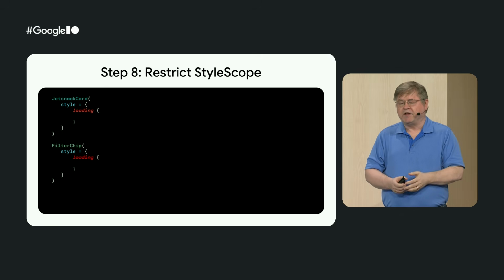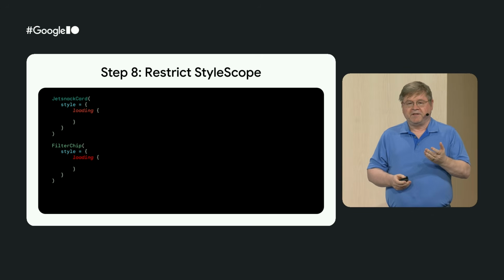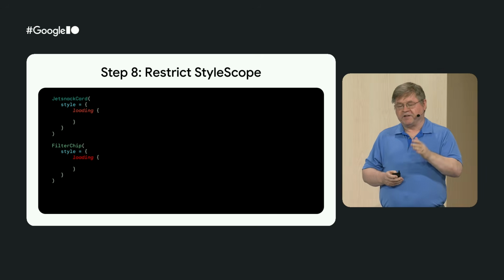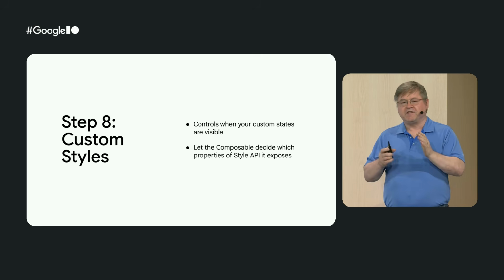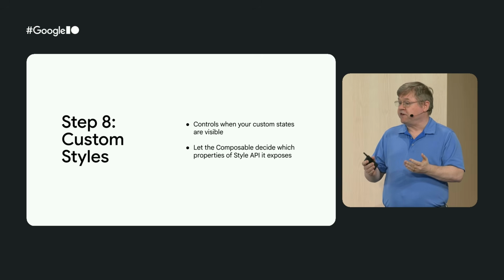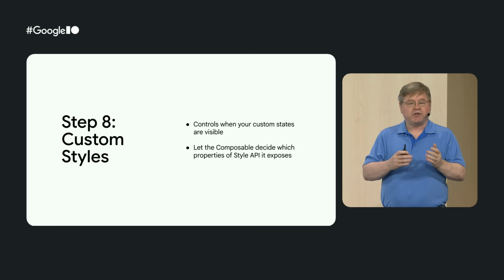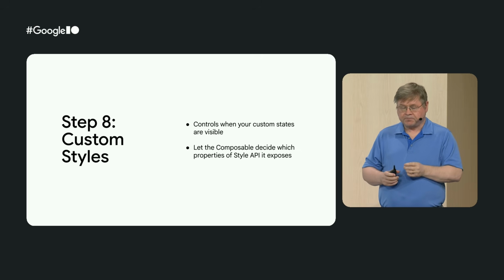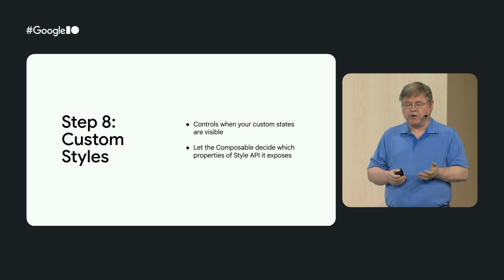Ideally, we would want to make loading a syntax error when it's used in a style of a component that doesn't have a loading state. This is what custom styles allow us to do. A custom style allows a component to restrict the style scope to only the properties that are appropriate for it, and also control which extension functions are available. In our case, we would like to control when loading and loading error are visible. Let's see how that is done.